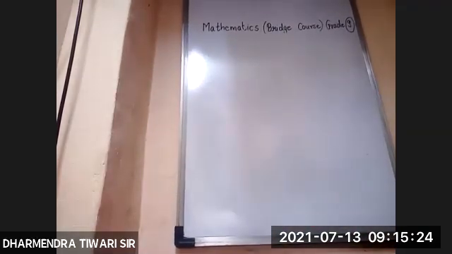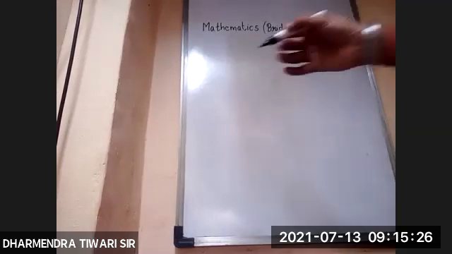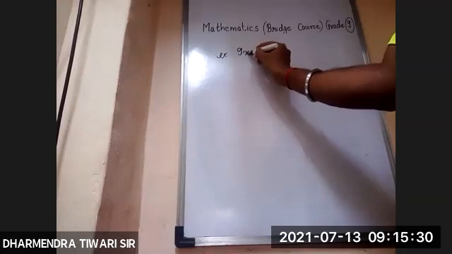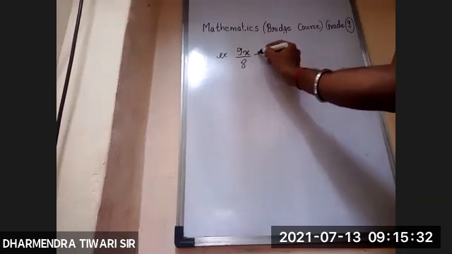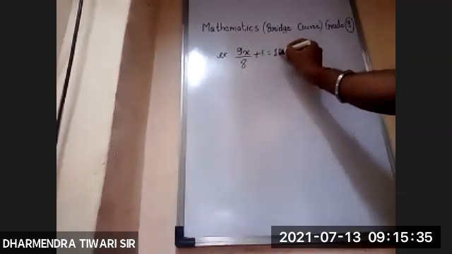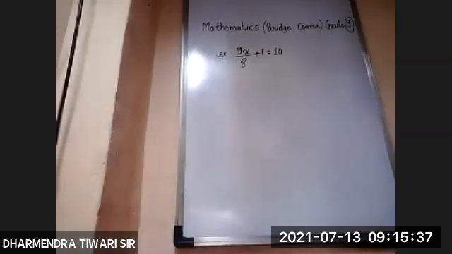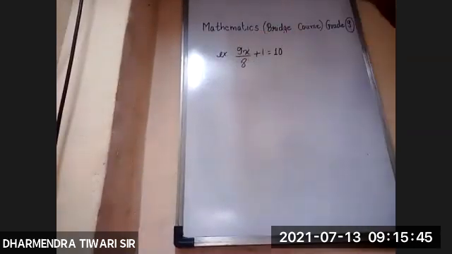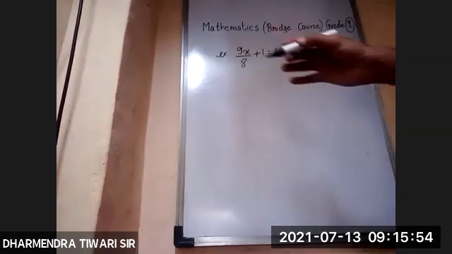So next example, 9x by 8 plus 1 is equal to 10. So our observation is that we are having one fraction and all others are natural. What we can do, we can take all natural terms together first, as we can see that both are constant.